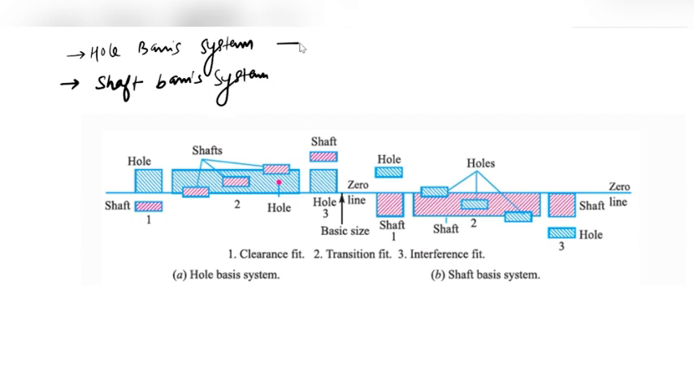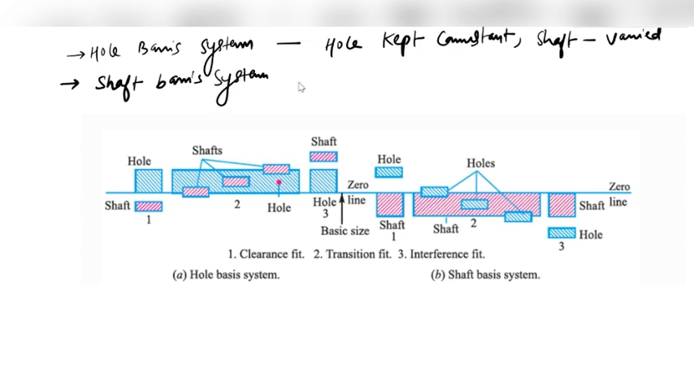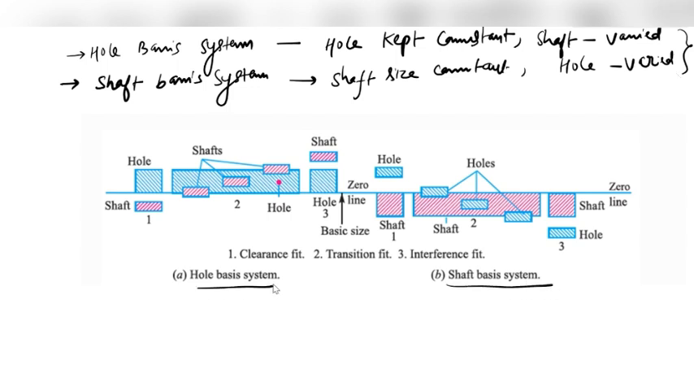What is the difference between the two? In the hole basis system, the hole is kept constant and the shaft size is varied. The reverse is the case in shaft basis system, that is, the shaft size will be constant and the hole size will be varied. So there is a possibility of two types of system, hole basis system and shaft basis system.